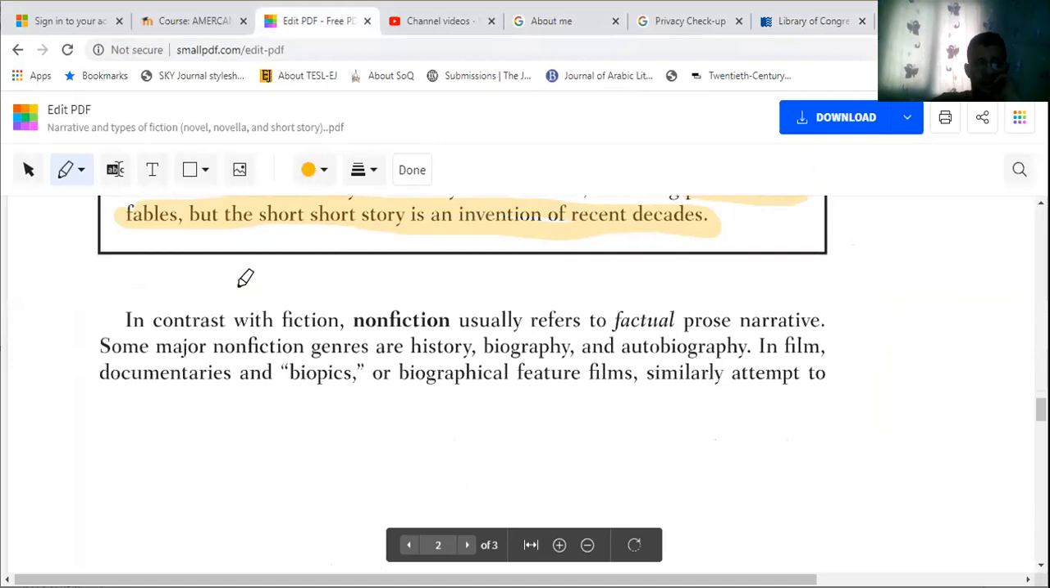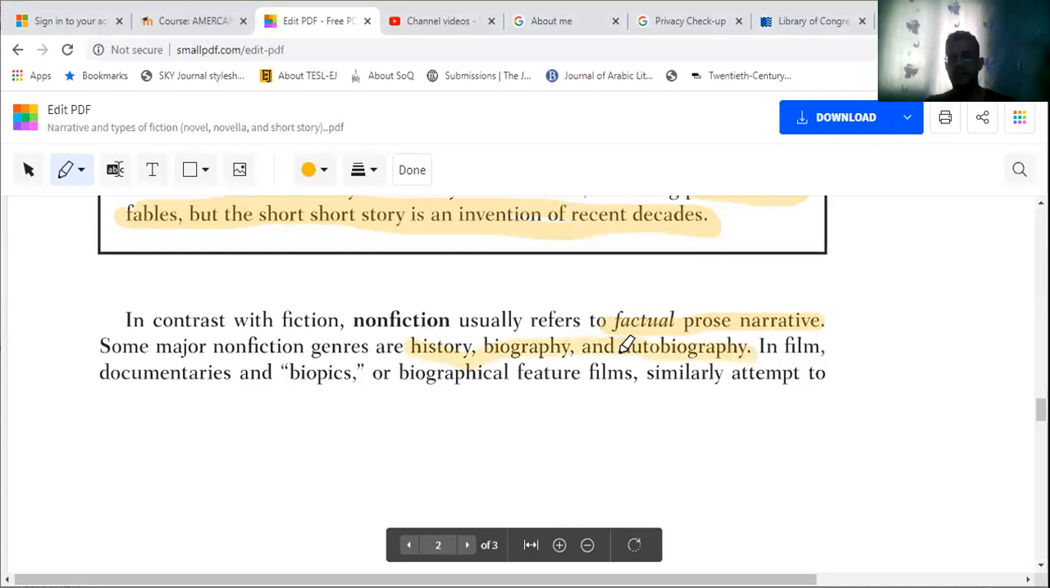So now we will continue discussing the last thing. In contrast with fiction, nonfiction. Again, we talked about the novel, the novella, the short story, and the very short story. These are fictional works. Now we have nonfiction. So the last thing that we are going to talk about is nonfiction. Now, nonfiction usually refers to the factual, the real prose narrative. Some major nonfiction genres are history, biography, and autobiographies.